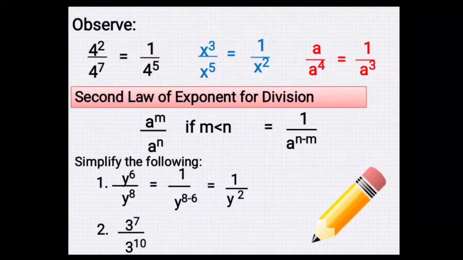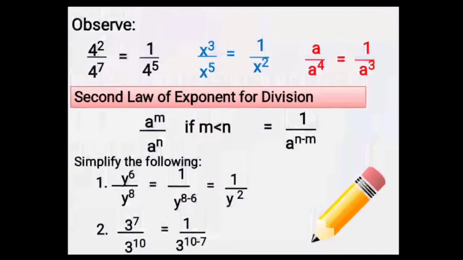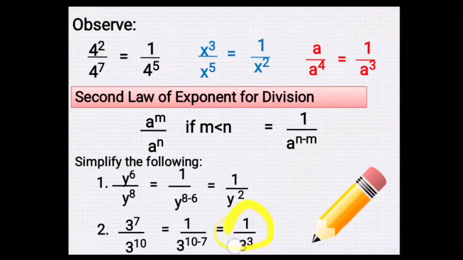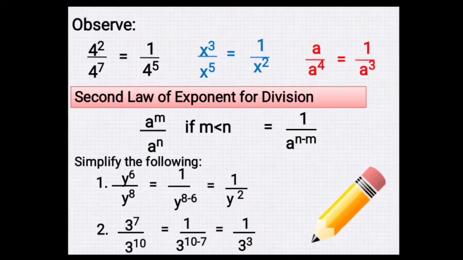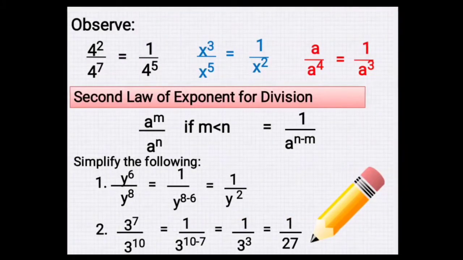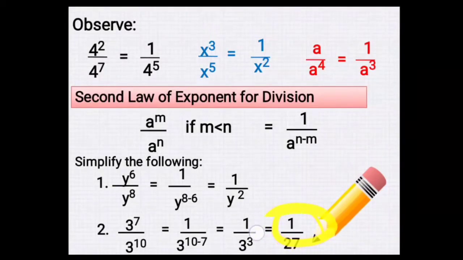Okay, let's try this. 3 to the 7th power divided by 3 to the 10th power. On this format, we have 1 over 3, our base, raised to the higher exponent, 10, minus the lower exponent, 7. So, 10 minus 7 is 3. Therefore, this is 3 cubed. That's why we have 1 over 3 cubed. And when we simplify that, 3 cubed is the same as 3 times 3 times 3, that is 27. Our answer is 1 over 27.